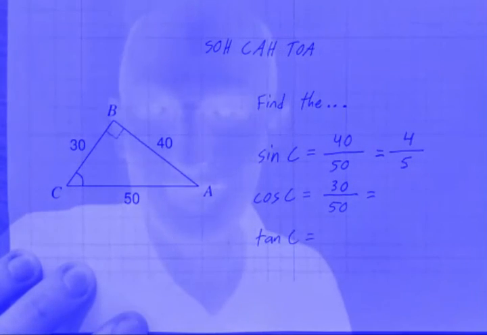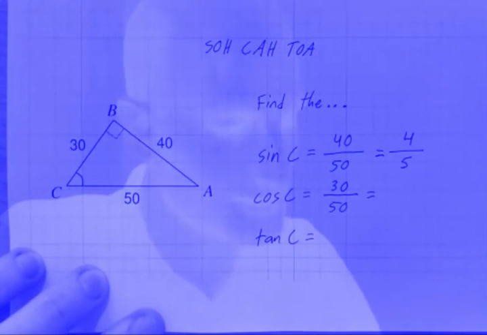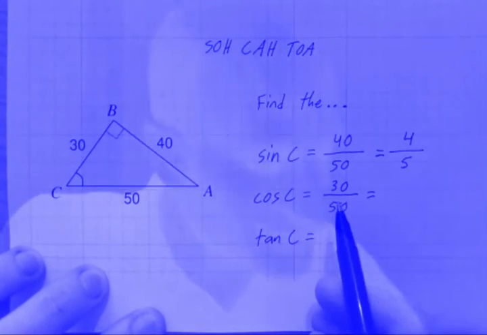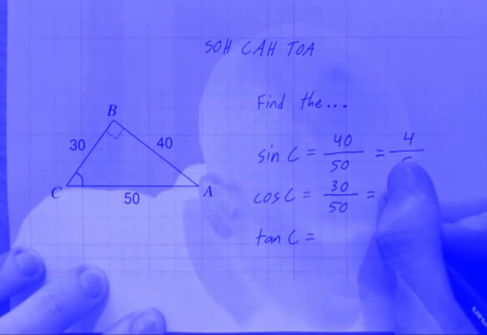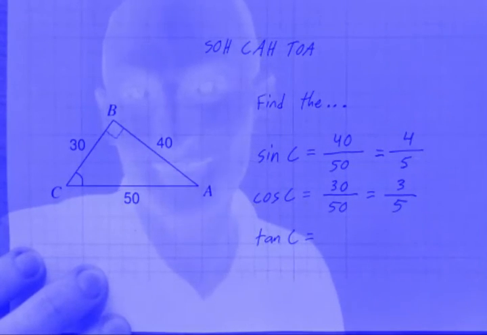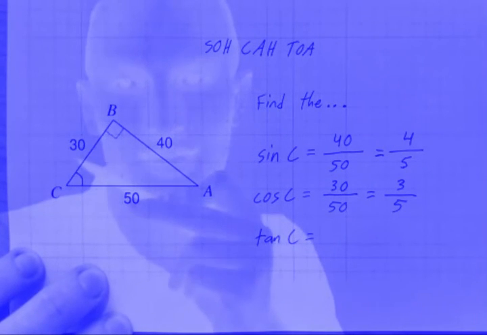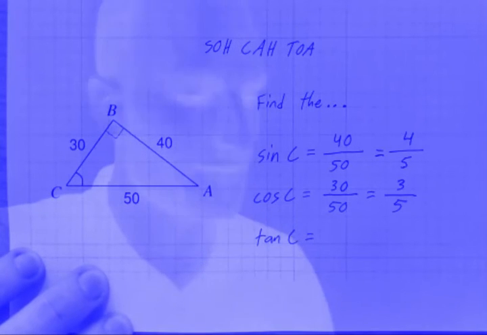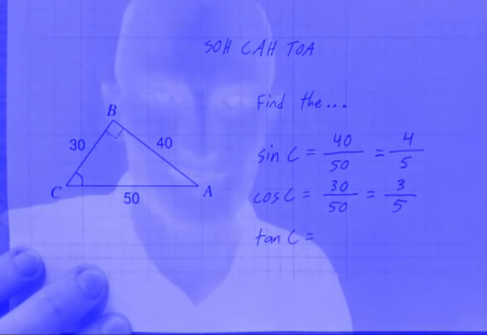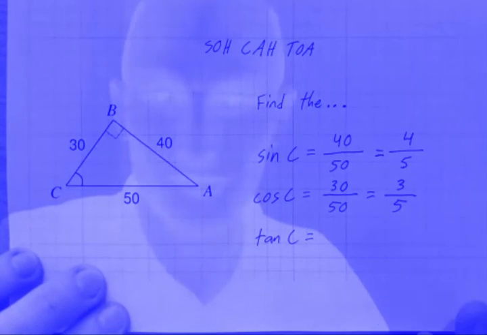Now, if we can simplify, we want to simplify. 30 divided by 50 can be simplified to divide by 10, divide by 10. 30 divided by 10 is 3. 50 divided by 10 is 5. So the cosine of C right here is adjacent over hypotenuse, 3 over 5. 30 over 50 equals 3 over 5. All right, tangent. And then we're basically almost finished.